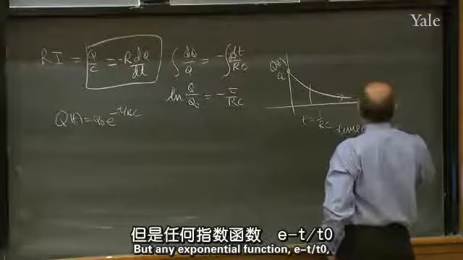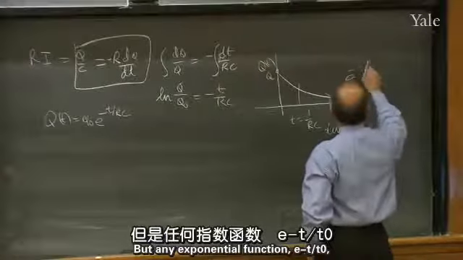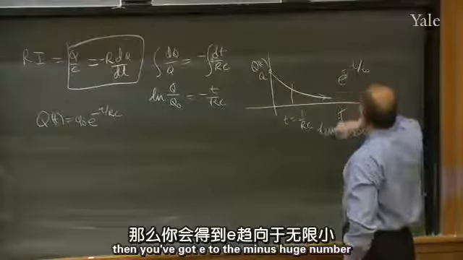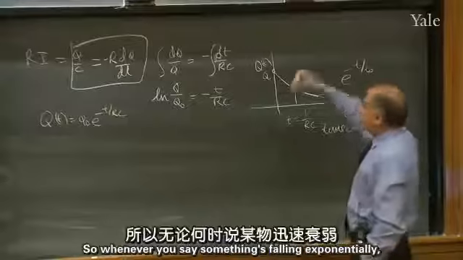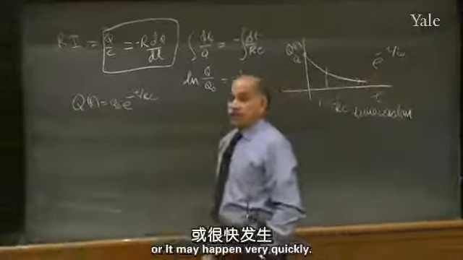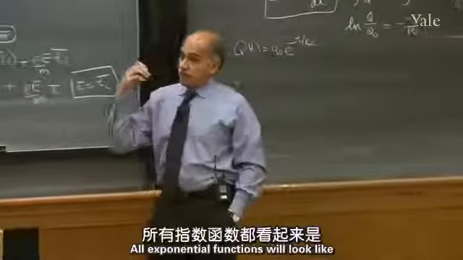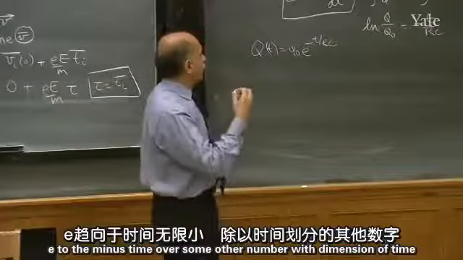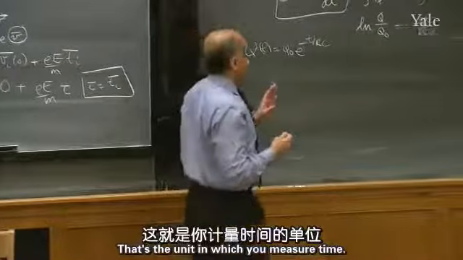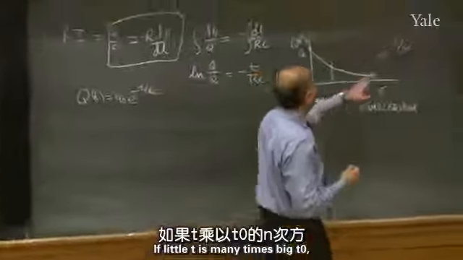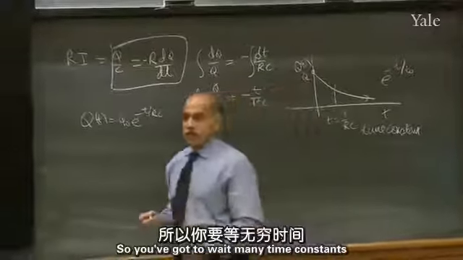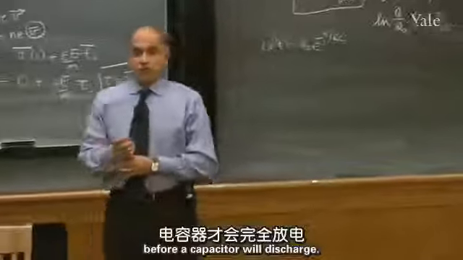For any exponential function, e to the minus t over some number t naught, if t is much bigger than t naught, then you get e to the minus a huge number, and that's a negligible number. So whenever you say something is falling exponentially, it doesn't mean that it may take forever, it may happen very quickly. It depends on what's up in the exponent. All exponential functions will look like e to the minus time over some other number with dimension of time. That's the unit in which you measure time. If little t is many times big T naught, then it's e to the minus big number, which is negligible. So you've got to wait many time constants before a capacitor will discharge.